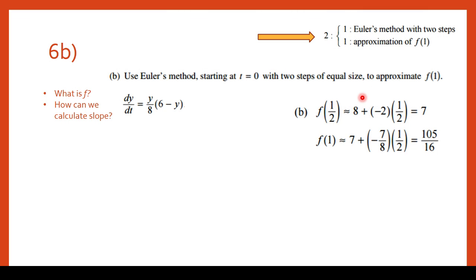The scoring rubric for this question was 1 point for the Euler's method using 2 steps, and 1 point for the correct approximation of f of 1.